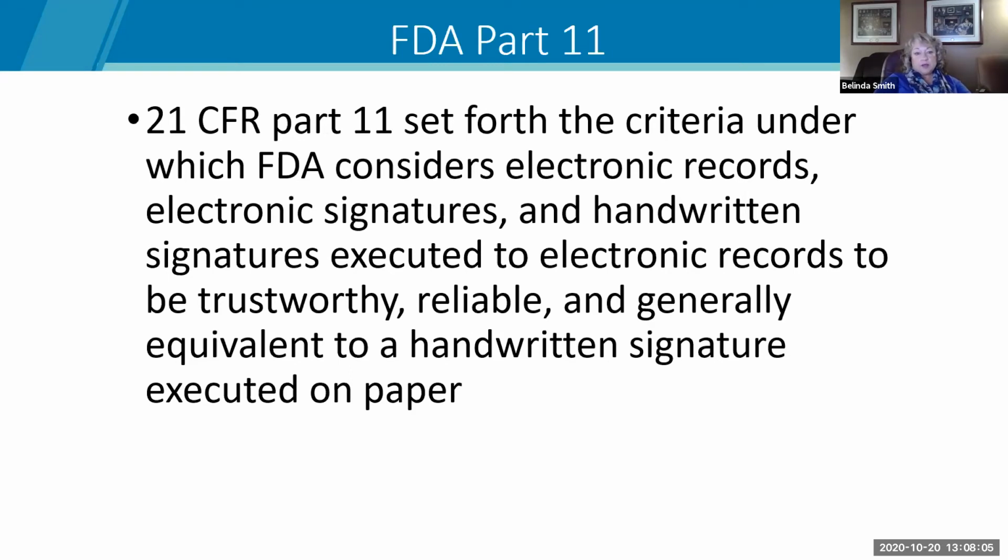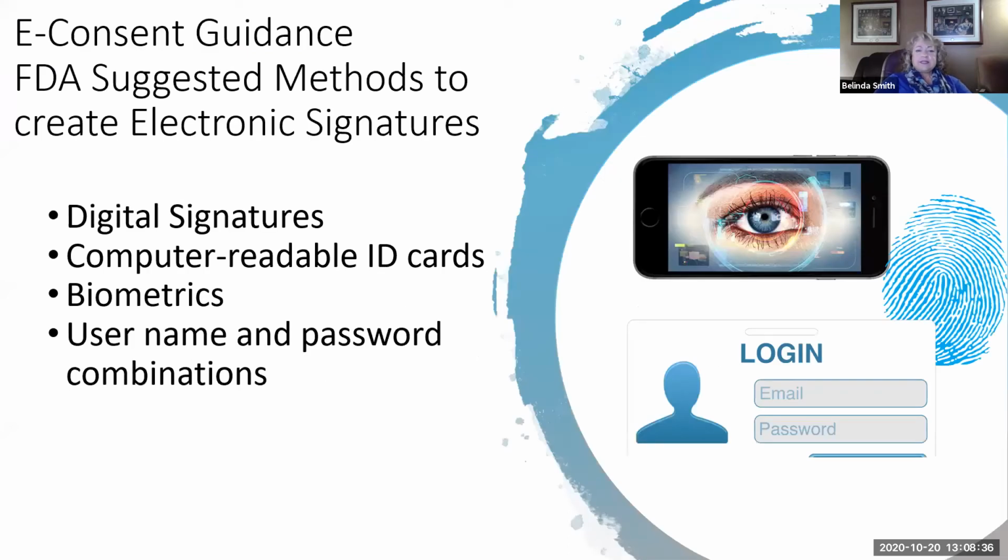So what does this mean? I'm not a 21 CFR Part 11 expert because I don't have IT expertise. But what it does mean is that it's a federal regulation that considers any electronic records, electronic signatures, or handwritten signatures on electronic records to be trustworthy, reliable, and generally equivalent to the handwritten signature executed on paper. So that in and of itself doesn't sound all that menacing. It doesn't specify how you get the electronic signatures.